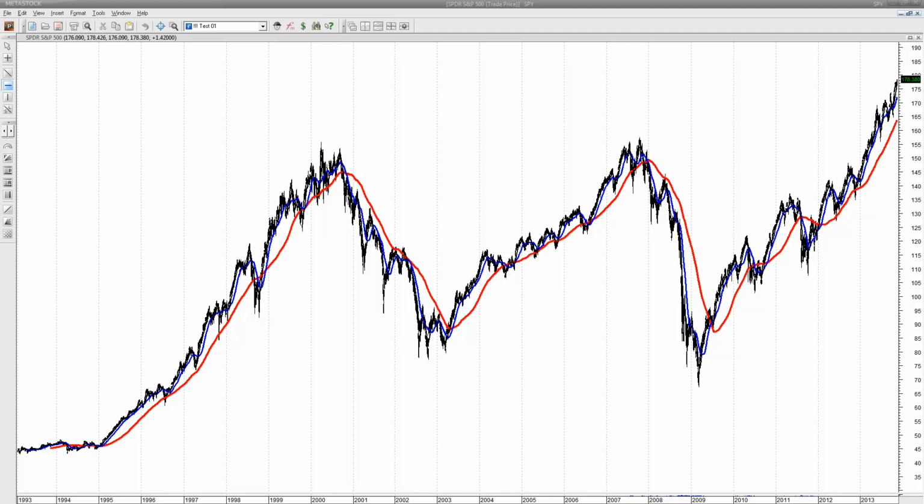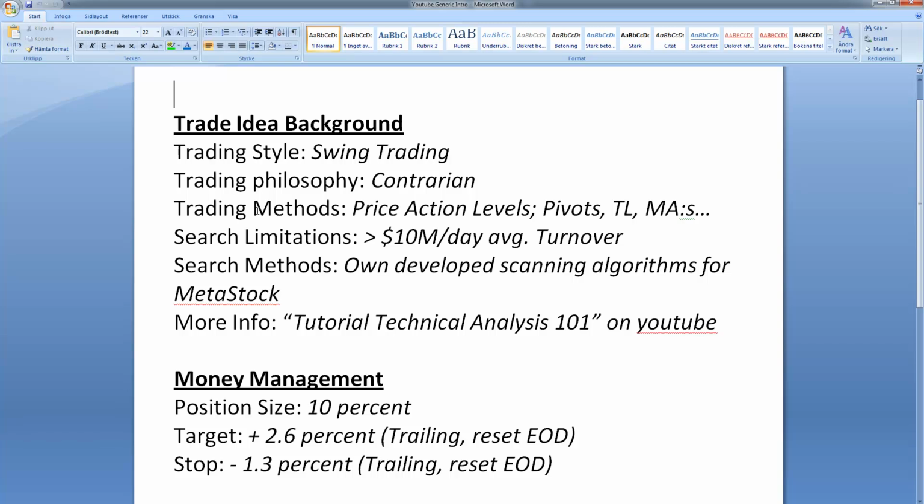Today I'm preparing the chart for the European market on the 14th of November 2013. First I'm going to give you a background on how my trading is working. I'm a swing trader. My philosophy is contrarian.